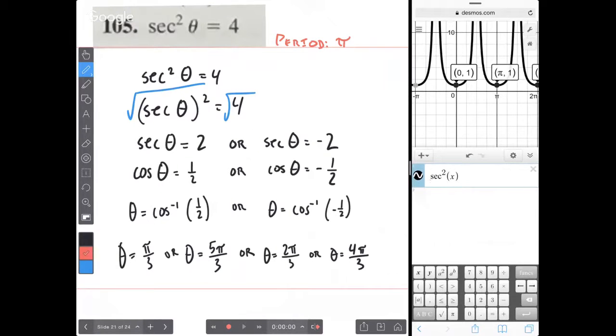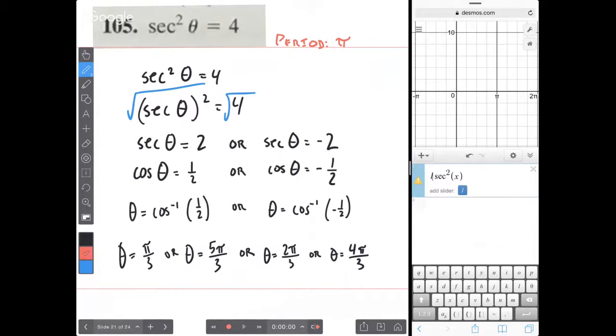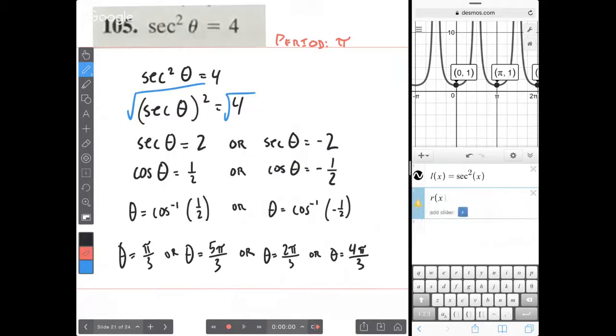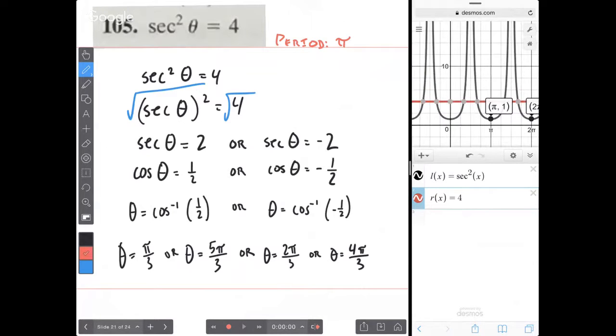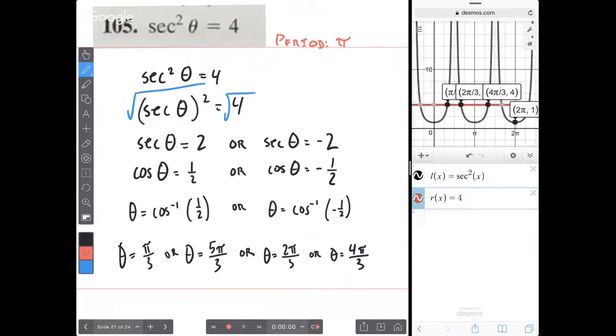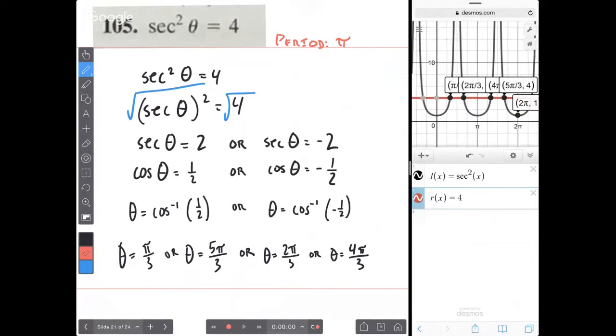So I'm going to say left side function L of x, and right side function R of x equals 4. And there it is. Equals 4 at pi over 3, 2 pi over 3. I got those. 4 pi over 3, and 5 pi over 3. I got all those. So it looks like the pi over 3 and the 4 pi over 3 are part of the same period.